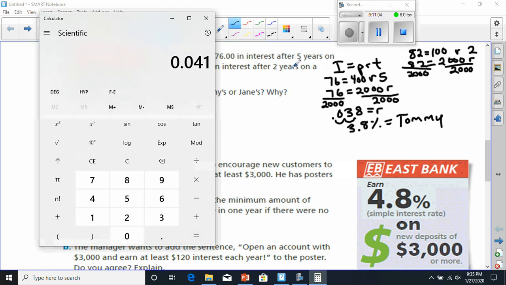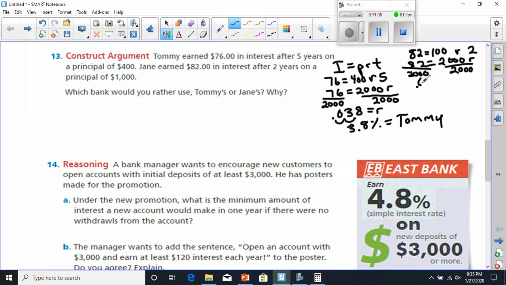And that's 0.041. Now we realize the rate is 0.041, and we have to move that decimal over twice to turn it into a percent. So that's 4.1%. And that was Jane. So, which bank would I rather use? Definitely Jane's bank. And I'm going to just type that in.